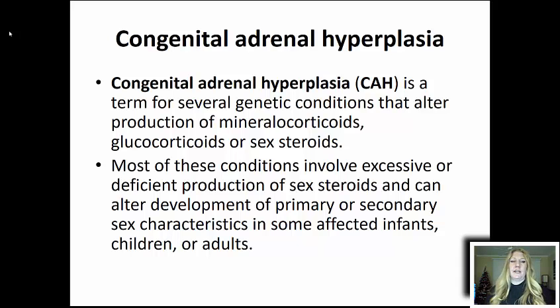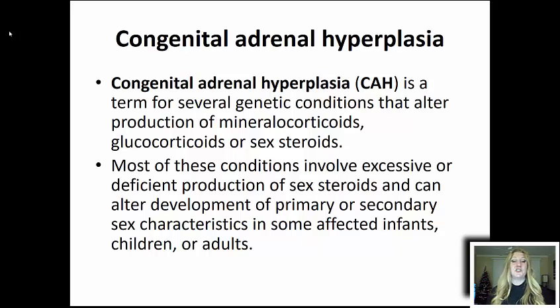Another disorder I'd like to talk about today is congenital adrenal hyperplasia, or CAH. This is the term used for several different genetic conditions that can alter the production of mineralocorticoids, glucocorticoids, or sex steroids. Most of these conditions involve excessive or deficient production of sex steroids and can alter development of primary or secondary sexual characteristics. It can affect infants, children, or adults. So it can affect it at any stage of life.